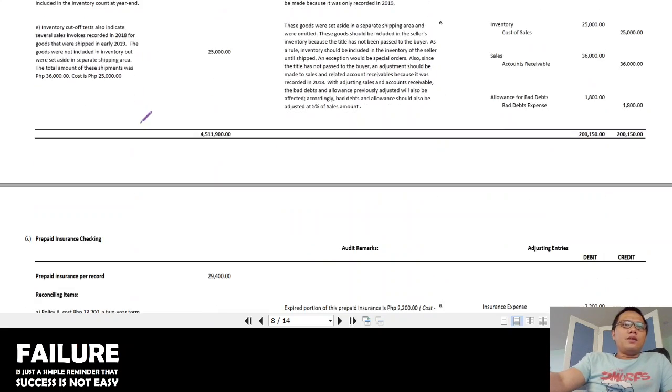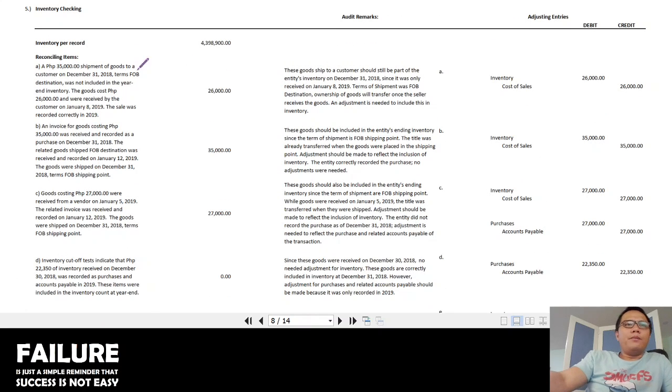So we have this transactions, no? We have 2, 4, and 5. Okay? 5 transactions of inventory. So, letter A. At 35,000 shipments of goods to a customer. So, tayo yung nag-ship ng goods, or kumbaga, tayo yung nagpadala ng goods sa customer. On December 31, 2018. Ang terms is FOB destination. Okay? Remember the concept of FOB, the terms of shipment, no? FOB destination. Hindi siya included sa inventory natin. Kasi yun nga, during inventory count, hindi na siya nakita kasi ongoing na yung shipment niya. As of December 31, 2018, nasa dagat na or nasa eroplano na, di ba?